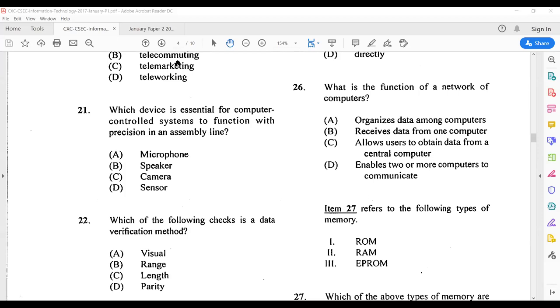So for example, weight. If there's an assembly line for packaging maybe a foodstuff, right? So it's packaging flour in bags. So the sensor is used to ensure that the amount of flour that's put in the bag is like 1 kilogram or 5 kilograms. Okay.